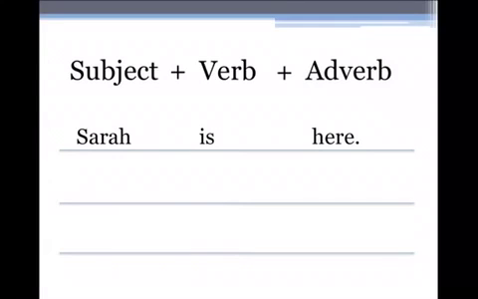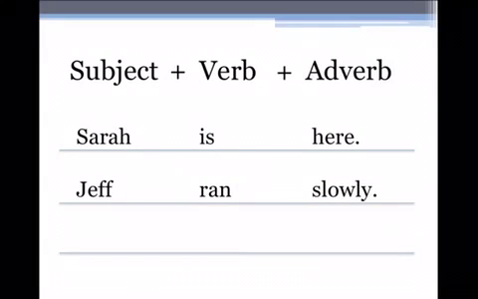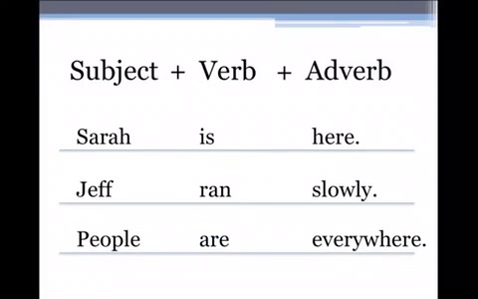Sarah is the subject. Is the verb, and here is the adverb. Another sentence is, Jeff ran slowly. This sentence tells us how fast Jeff ran. People are everywhere. As you can see, these sentences all have a subject, a verb, and an adverb.